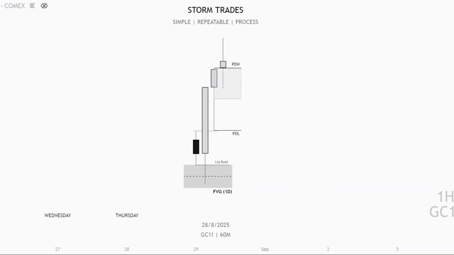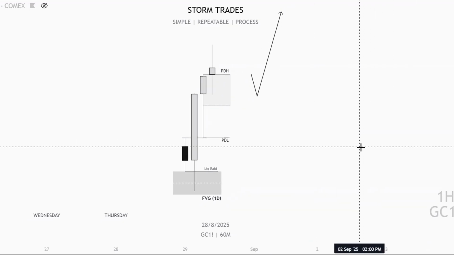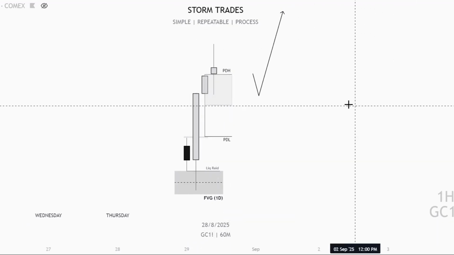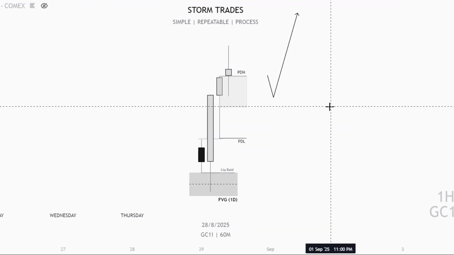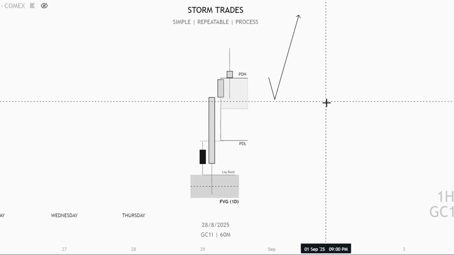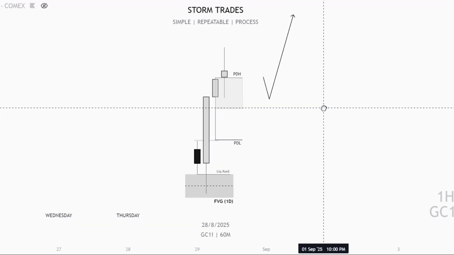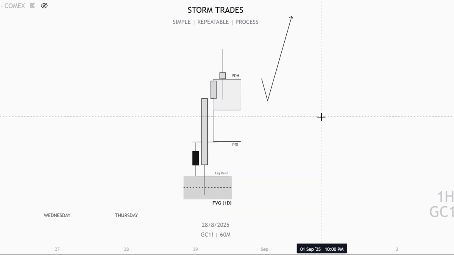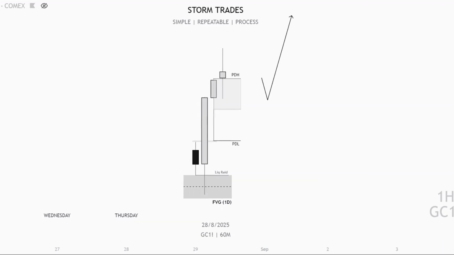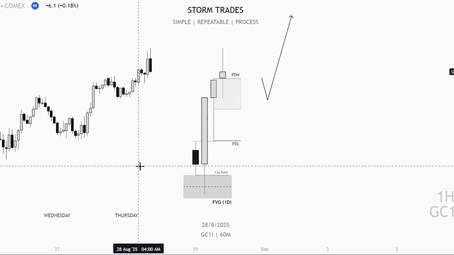I think it's pretty clear to anyone who's watched my videos: when I have a clear internal to external, and we've had bullish candle closes the previous couple days, I am bullish going into this day. That's great because I was also bullish on the hourly time frame, which I'm going to pull up right now. All right, here's the hourly time frame.